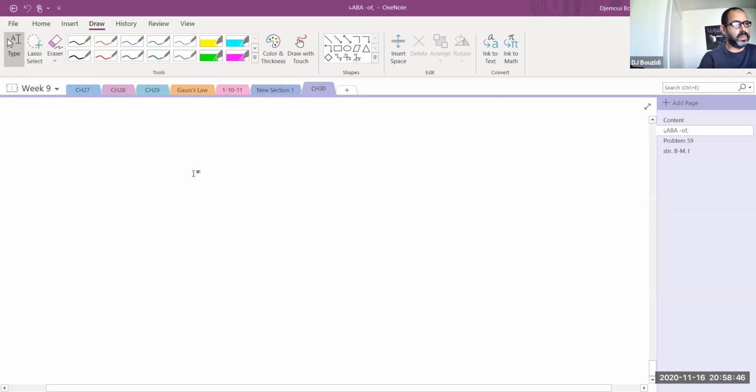Oops, I'm supposed to draw here. Oh, what is my drawing tool? Grab a green wire. Okay, so this is how the inductor would look like.